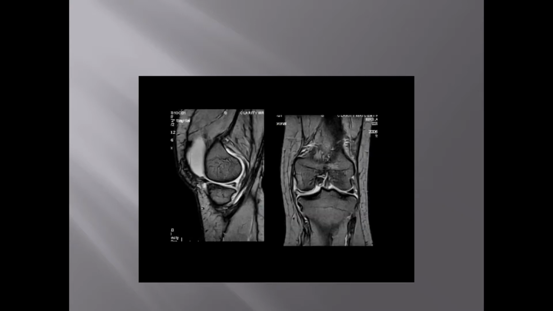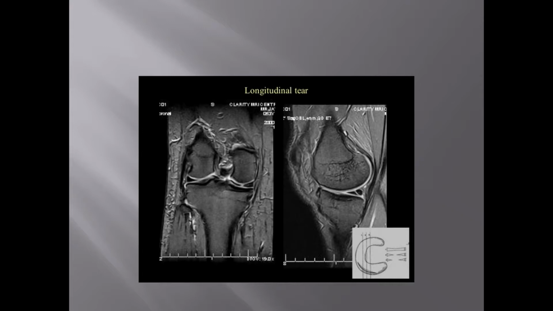Quite often the meniscal tear will be associated with joint effusion. This is an enlarged suprapatellar bursa which has fluid in it. This is an example of a longitudinal tear within the medial meniscus, and on the coronal scan we see the tear over here.